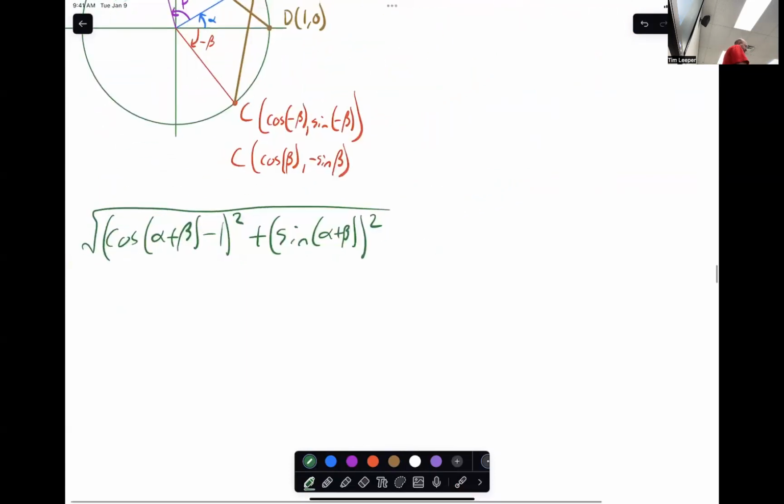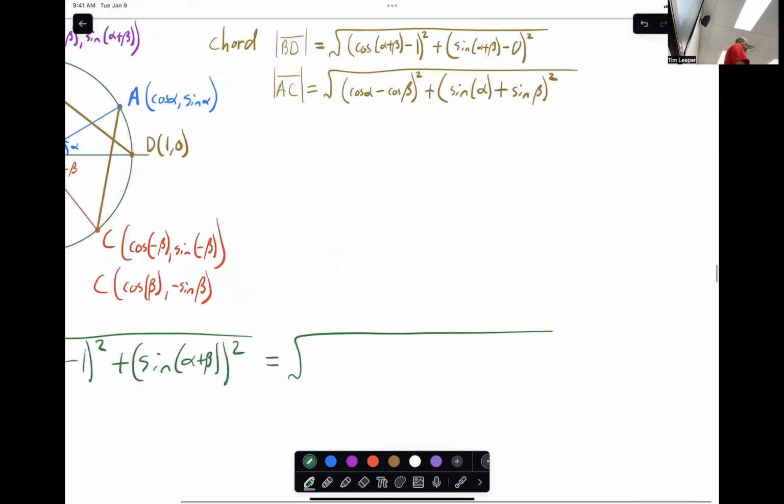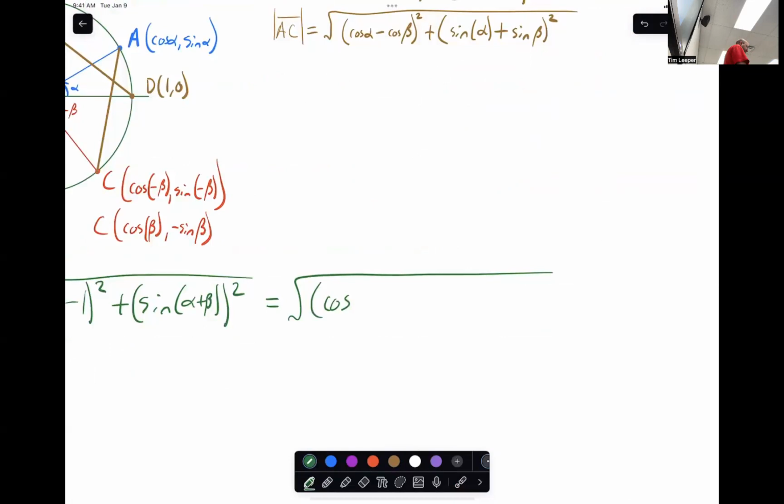And over here, we're going to set the right-hand side equal to the AC here. And that was parentheses cosine alpha minus cosine beta all squared plus parentheses sine alpha plus sine beta squared.